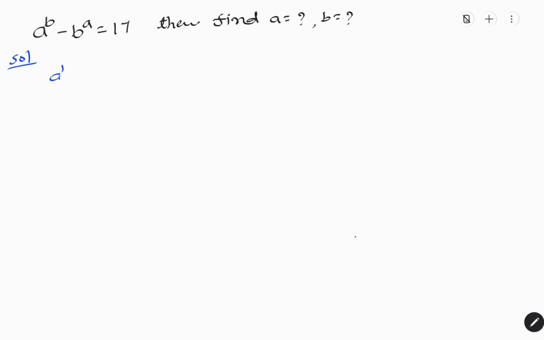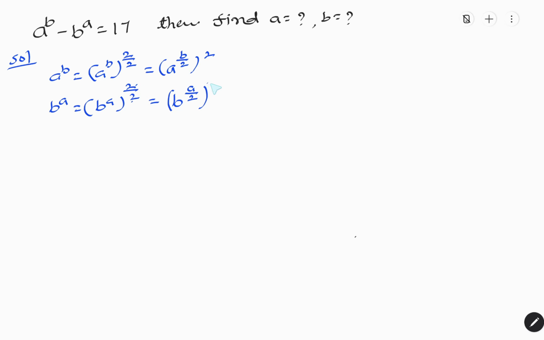Here a power b we can write as a power b by 2 whole square. Now b power a we can write as b power a by 2 whole square. In the same way, the 2 in the denominator and this 2 as the power in the numerator. Now substitute these values in this equation.